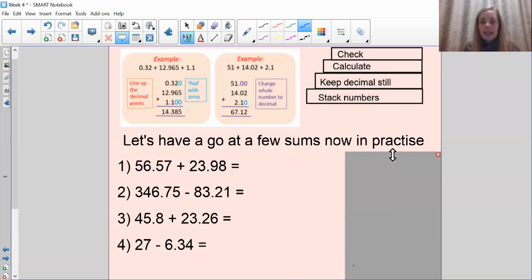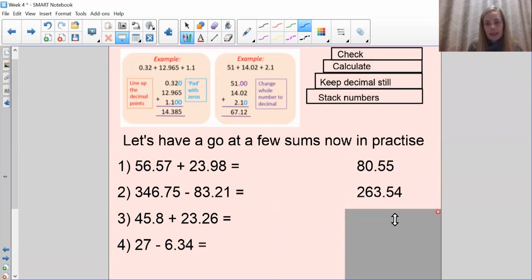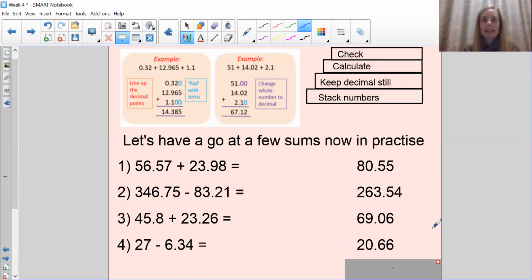Right, for those of you who just needed a bit more practice, or for those people who can't get onto Teams just yet, let's see how well you did with your answers. So the first one is 80.55. Second one, 263.54. Third one, 69.06. And fourth one, 20.66.